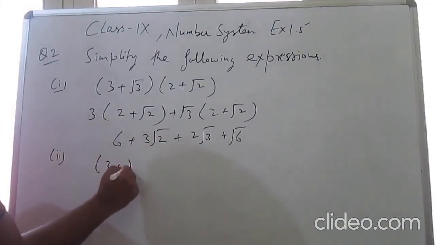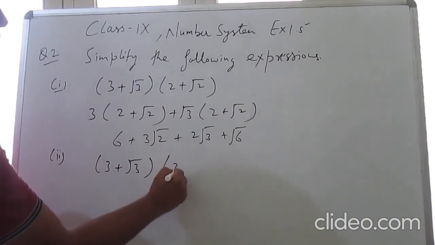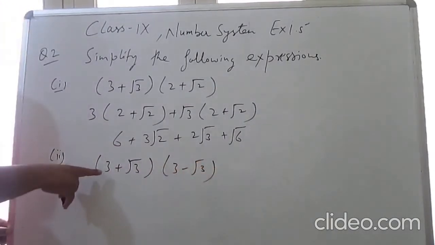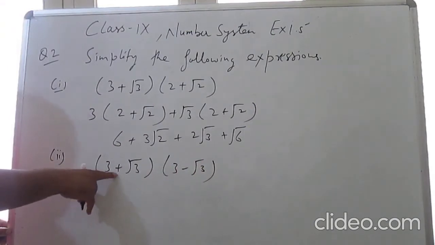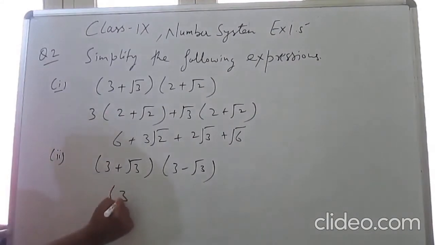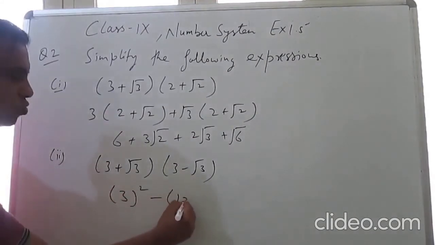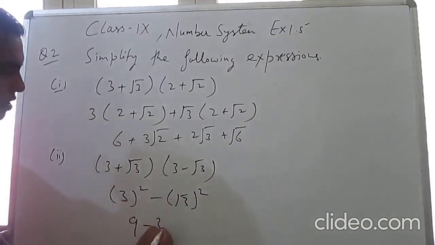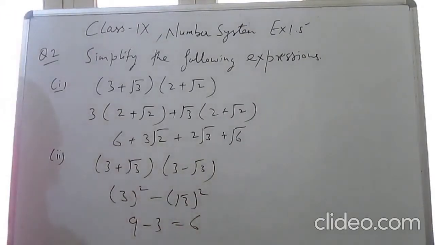(3 plus root 3)(3 minus root 3). Now we use the identity (x plus y)(x minus y). What is it? x square minus y square. So 3 square minus root 3 square becomes 9 minus 3. 6 is the answer.